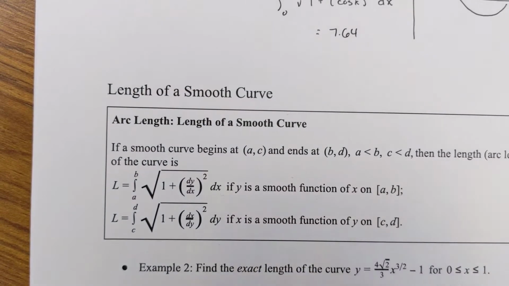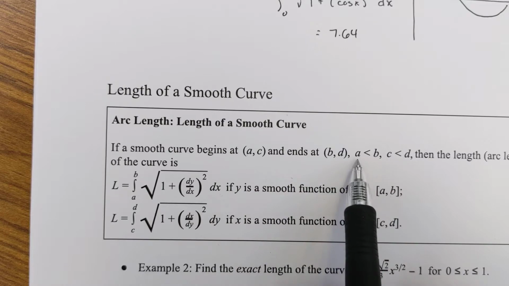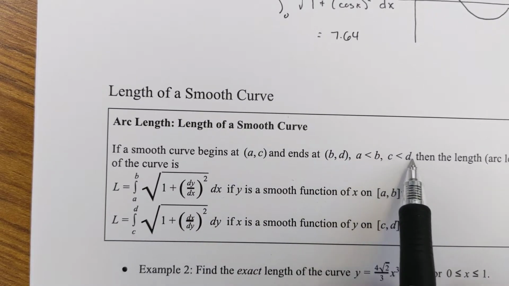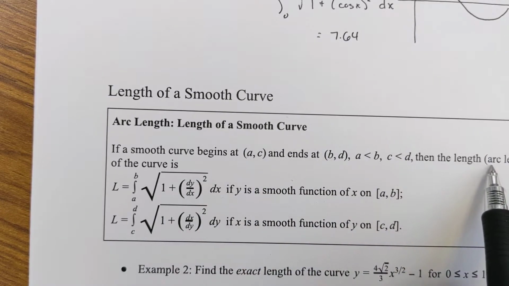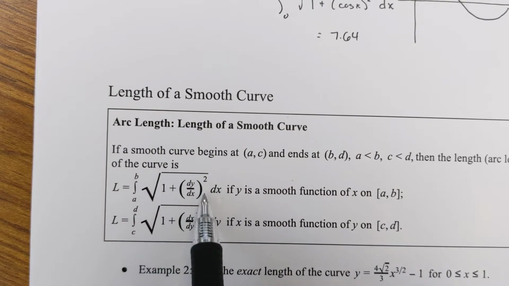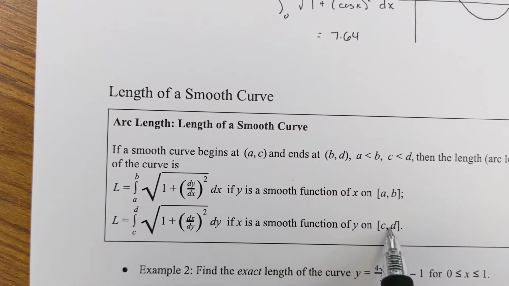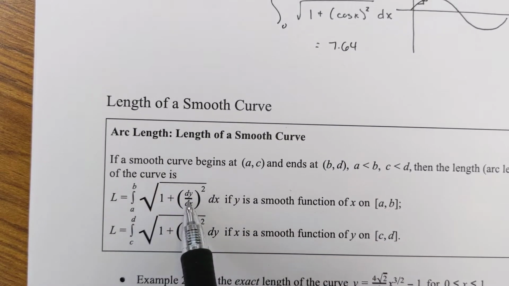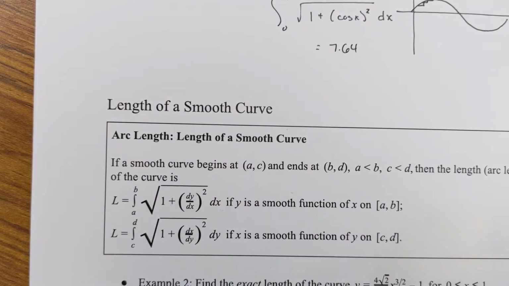So here are our formulas. The length of a smooth curve begins at (a, c) and ends at (b, d). So a is less than b, so a has to be left of b. c is less than d, so c is below d. Then the arc length of the curve is given by this, if y is a smooth function of x, or if x is a smooth function of y. If you notice a slight difference, this uses x values as the bounds. This is the derivative y prime. This one has y values as the bounds, that's x prime.